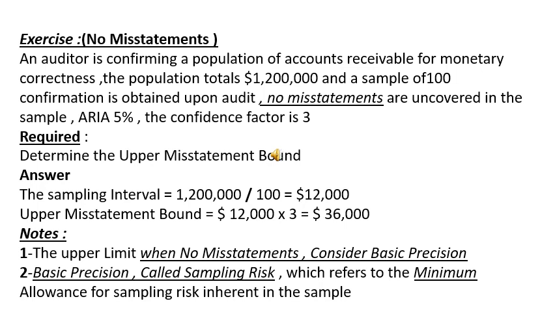In this exercise, the population size is 1,200,000, the sample size is 100, no misstatements are discovered when using MUS, ARIA is 5% and the confidence factor is 3. Calculate the upper misstatement. The solution: the sampling interval equals population size divided by sample size, 1,200,000 divided by 100, equals 12,000. Upper misstatement equals sampling interval times confidence factor, 12,000 times 3, equals 36,000.